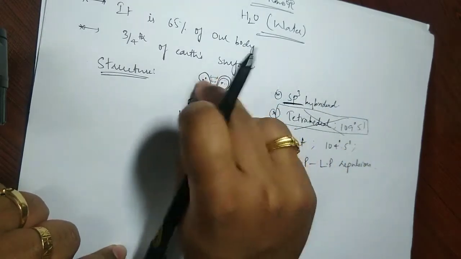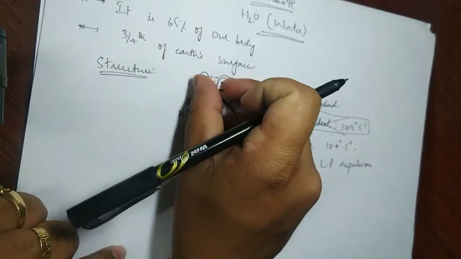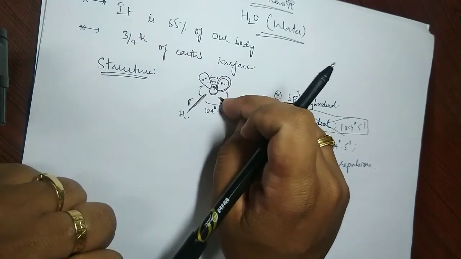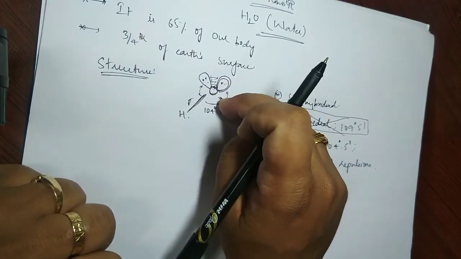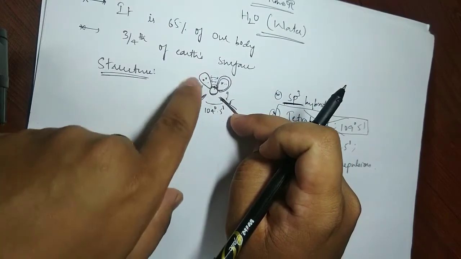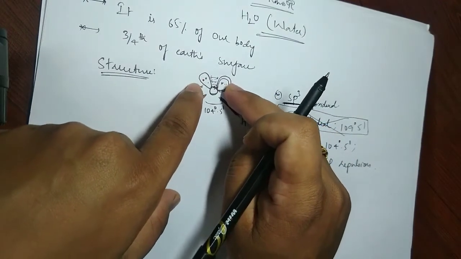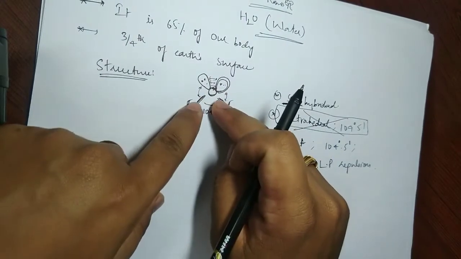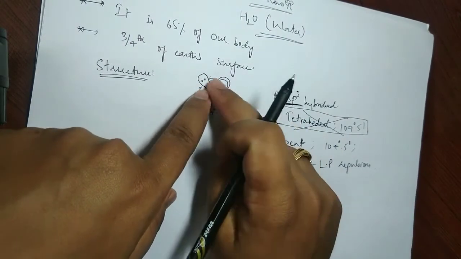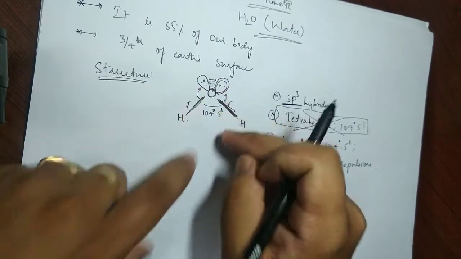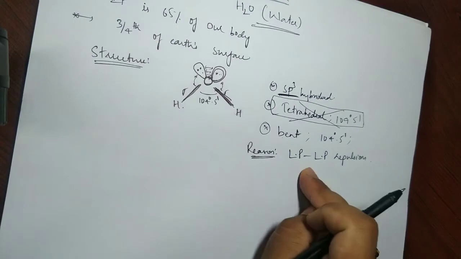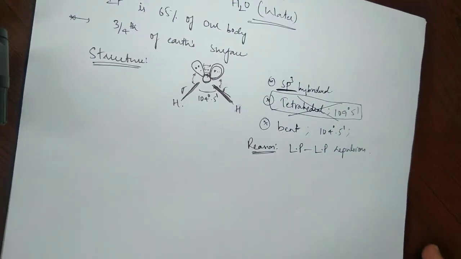So this is lone pair repulsion, and because of it there is also lone pair-bond pair repulsion, and on this side also lone pair-bond pair repulsion. That's the reason the bond angle is crushed down to a smaller size, that is 104. Basically it should be 109 degrees, but because of the lone pair repulsion, it is crushed down to 104 degrees 5 minutes. So the reason is lone pair repulsive forces.